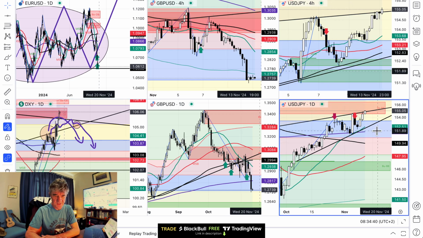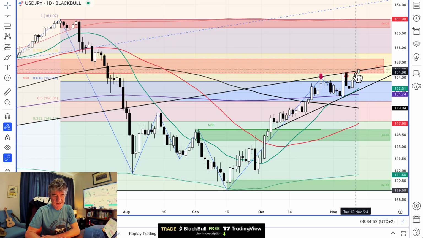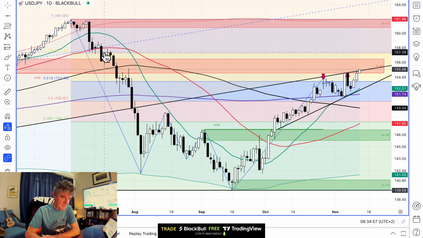Let's have a look at the day chart on this one. We've moved up to the underside of this channel line and testing it now. It's also a big order block. It's also a Fibonacci retracement level. The 786 is just above us at 157. We're now at 155, so that's only 200 pips above us.